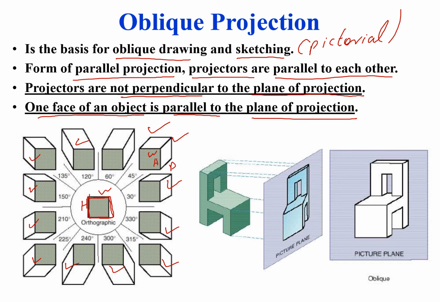And in orthographic projection, the angle between the lines of sight and the plane of projection is 90 degrees. But if we move away from a 90-degree angle, if we move the object such that the lines of sight and the plane of projection do not make an angle of 90 degrees, then we will be able to see these 3 dimensions on a 2D plane. So for different angles, you will get different pictorial views, but at the end, this plane right here will always remain parallel to the plane of projection.